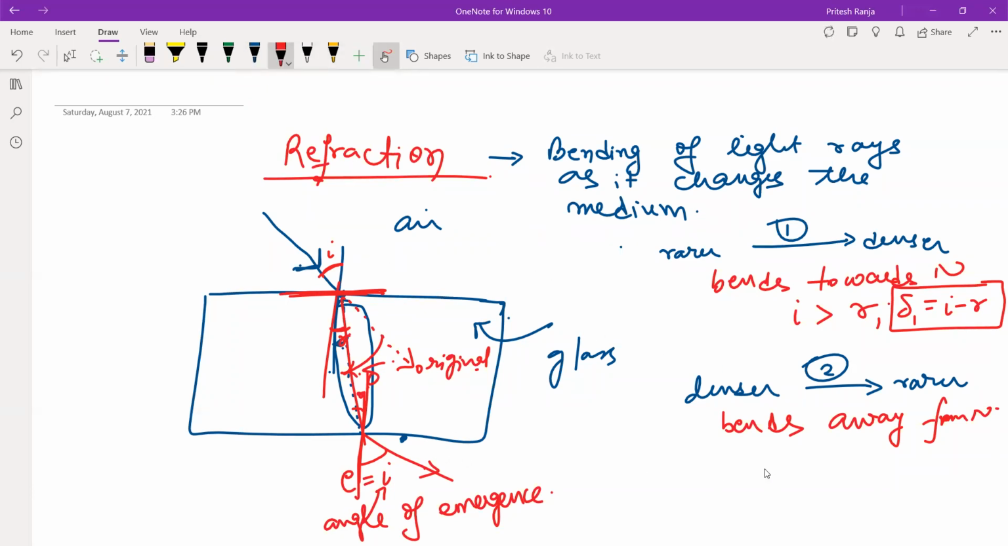So here what will be the angle of deviation? The ray comes like this. Ray is coming like this and the ray wants to go like this, but instead it has been bent by some angle, that is delta 2. So what is that delta 2? The total angle, that is I minus this R.